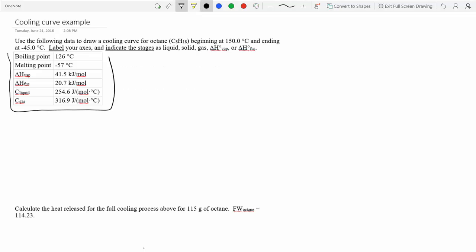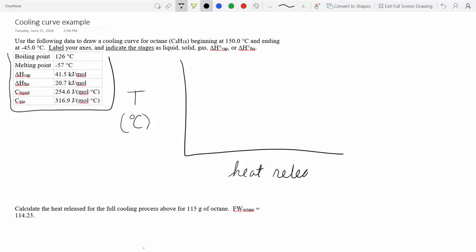So if we are going to draw a cooling curve, we need to start with our axes. On the y-axis, we're going to have temperature in degrees C. And on the x-axis, we're going to have heat released because we're cooling. So heat will be leaving the system. Now what we need to know is we're starting at 150 degrees C. So that is the first point of temperature that we need.